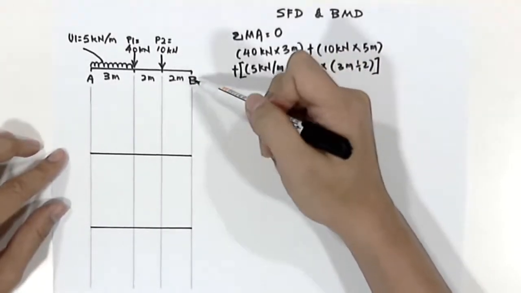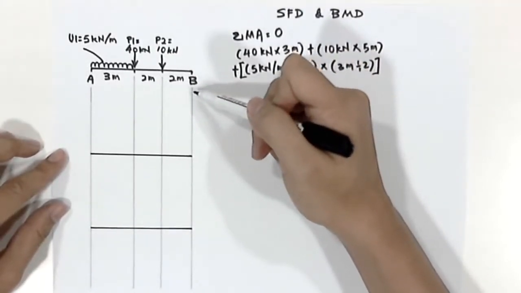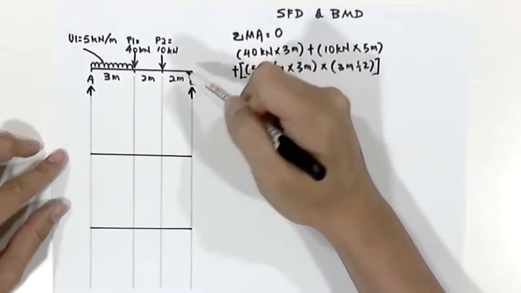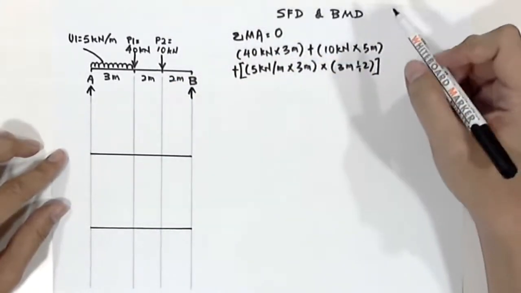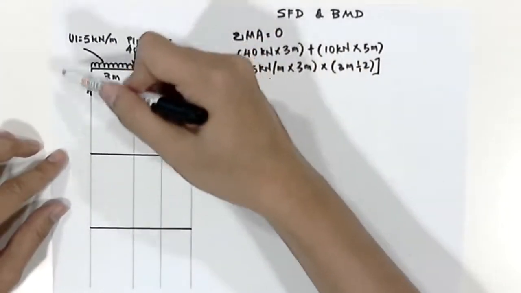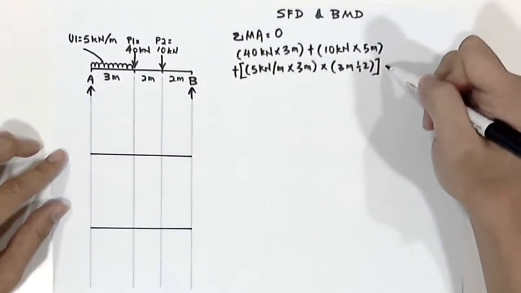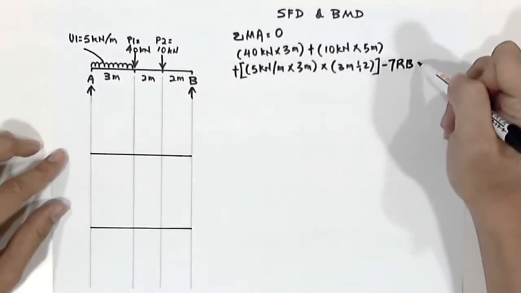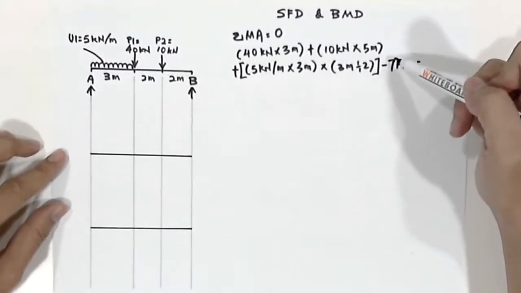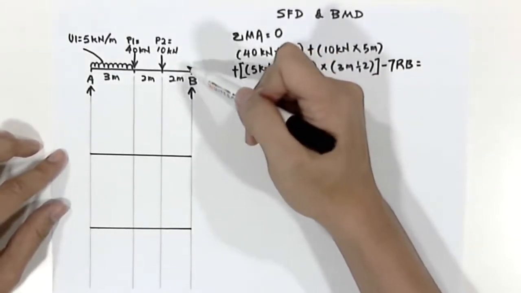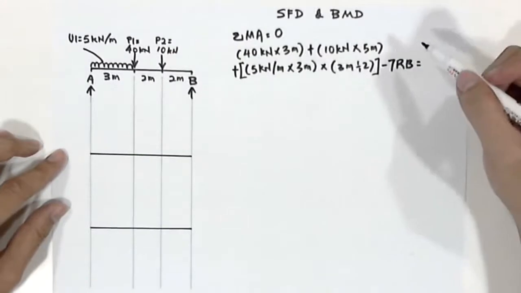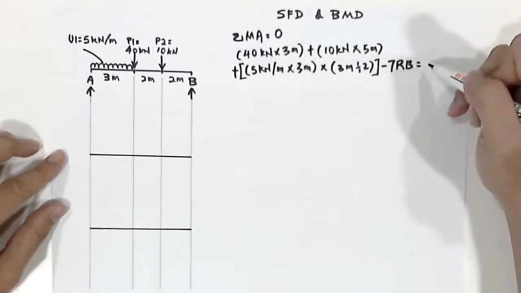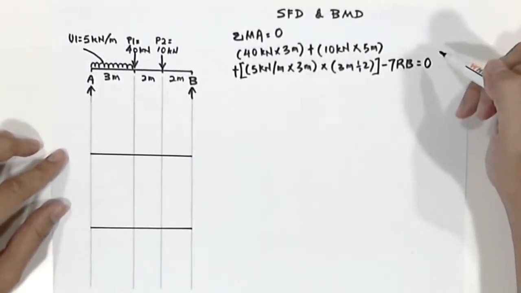And the last one will be the reaction force, RB. So we know that to counter all the load, we'll have RA and RB. So RB will be an anti-clockwise force, therefore it is a negative force. Again, we have to times with 7 meter, which is the distance from point A. Again, following the formula, the whole equation will equal 0.